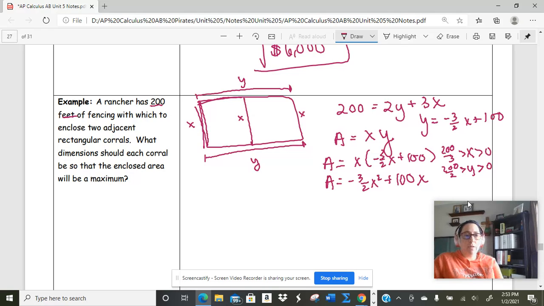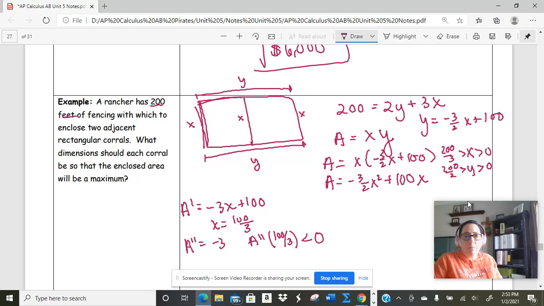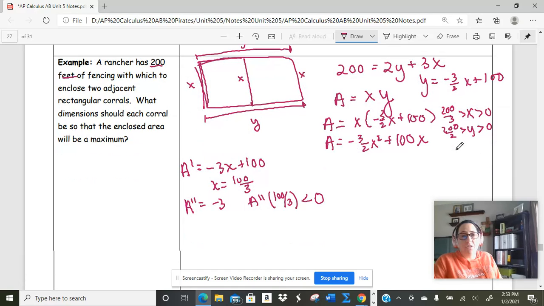Okay, so now I'm going to go ahead and take my derivative. And I got my critical value to be 100 over 3. And again, this one might just be easier to take your second derivative and plug it in. That is a negative. I mean, it's always a negative no matter what. So if it's a super easy second derivative, the second derivative test is really nice.